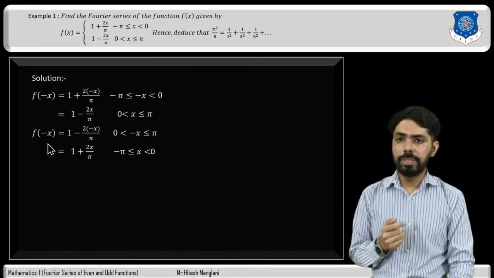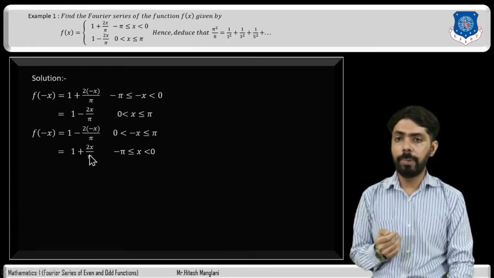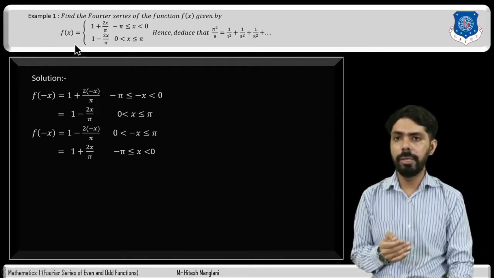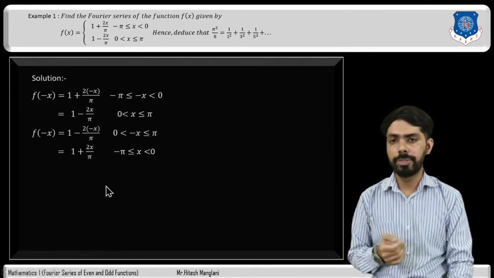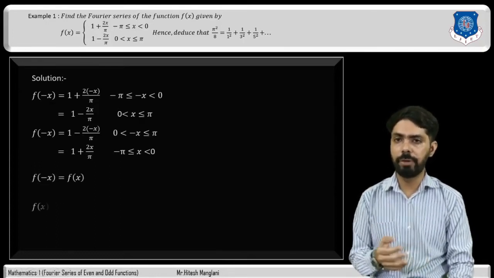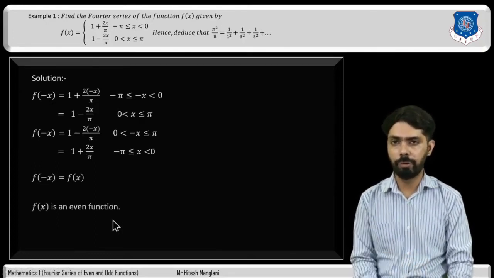Here, as you can see, f of minus x is equal to 1 plus 2x divided by pi for minus pi less than or equal to x less than 0, and f of x is 1 plus 2x by pi for minus pi less than or equal to x less than 0. So both are the same. Therefore, we can say that f of minus x is equal to f of x. Therefore, the function is an even function.